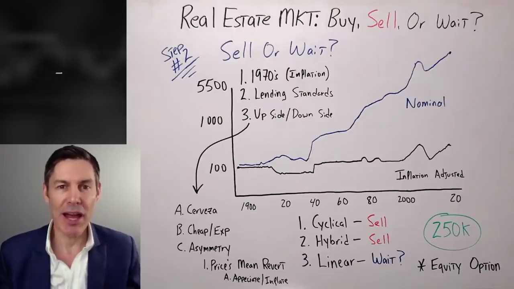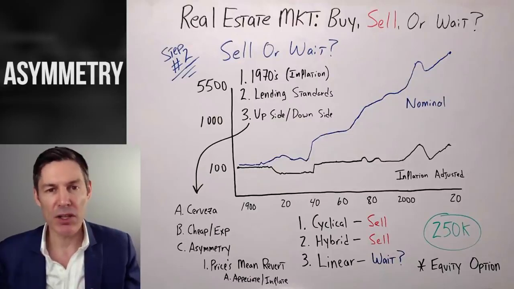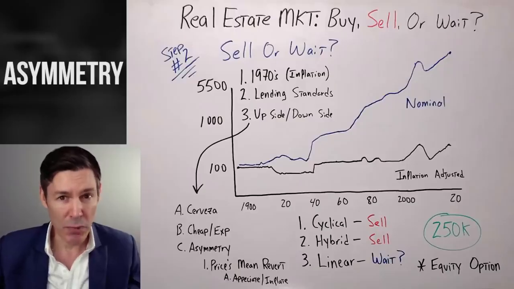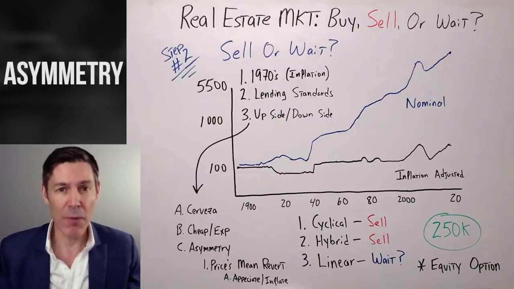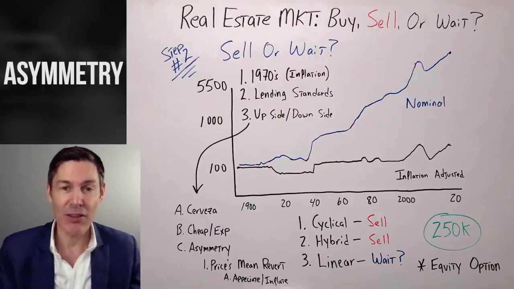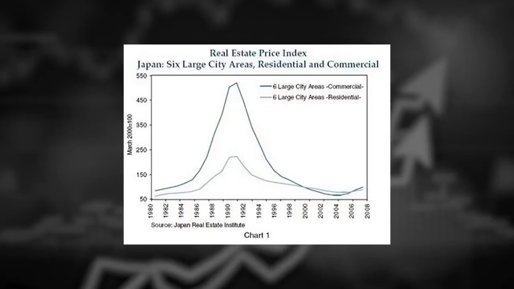Finally, you need to consider asymmetry. So even if you came to the conclusion that there's a 50% chance that prices go up in real terms, a 50% chance that they go down. Okay, if they go up, by how much? Are they going to go up by 100%, 200%, or 10%? And if they go down, are they going to go down by 20% or 50%, like they did in 2009 to 2012, going back to their historic trend line, or down by maybe 60% like they did in Japan from 1990 to 2005.